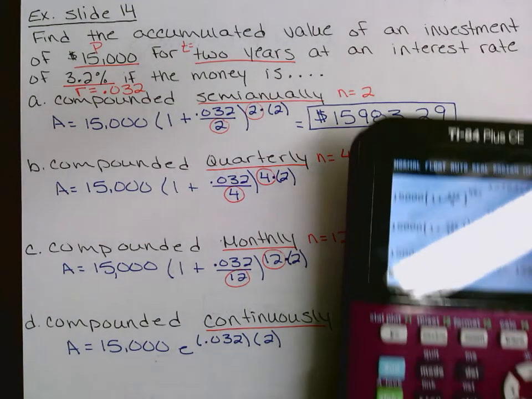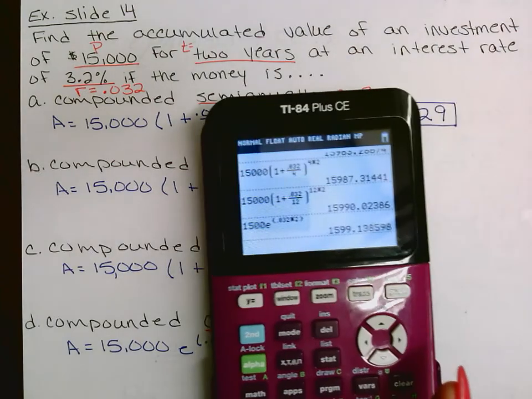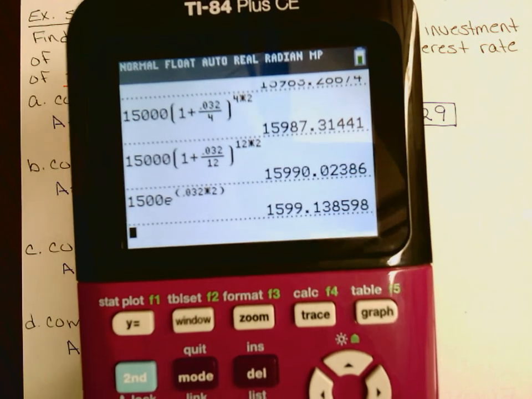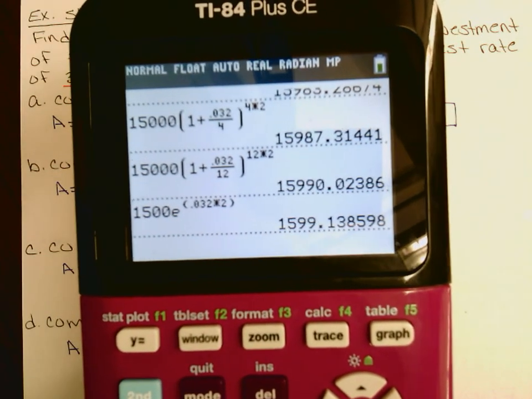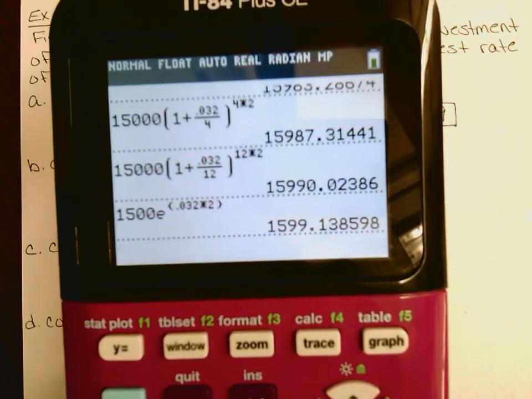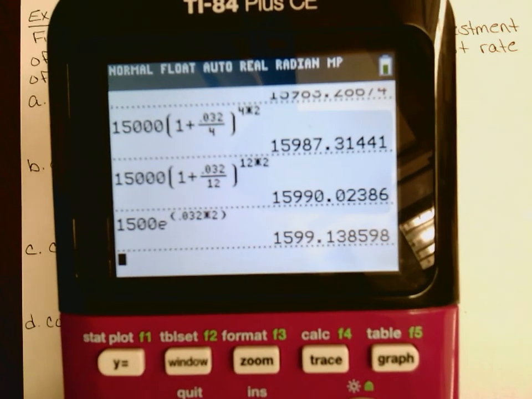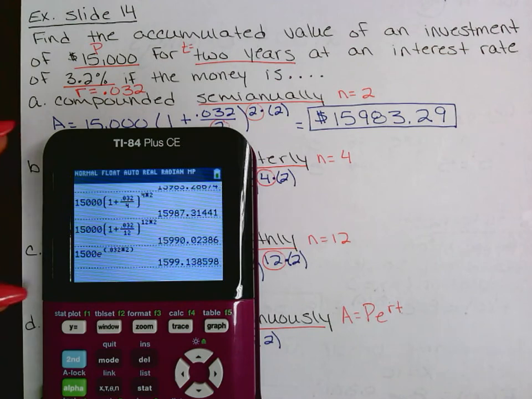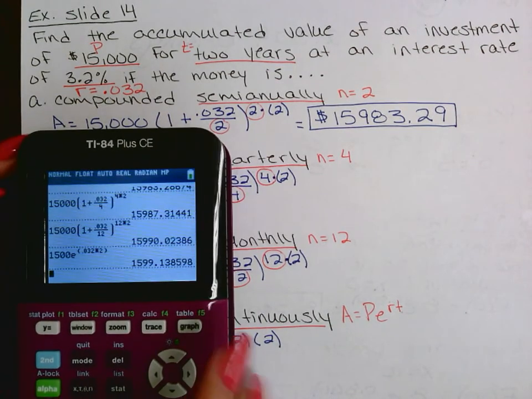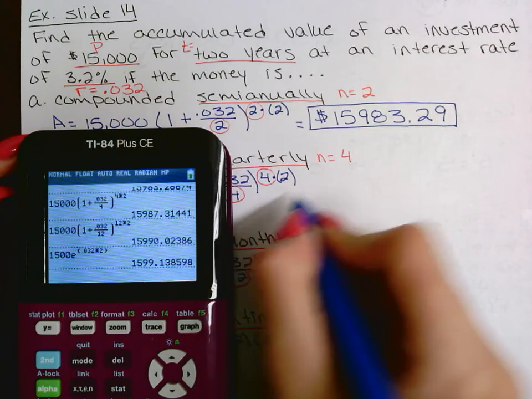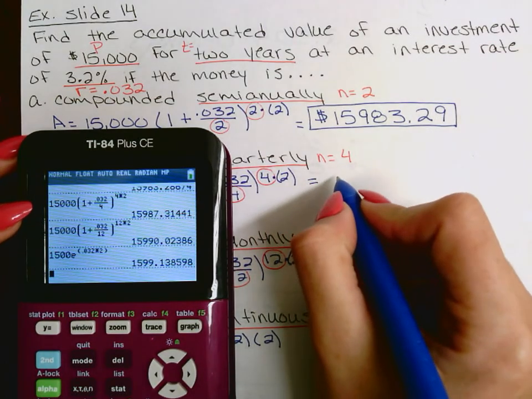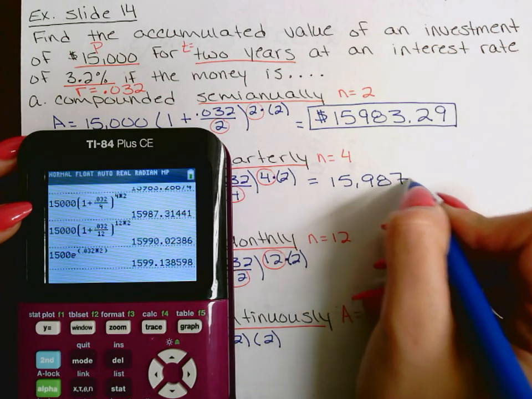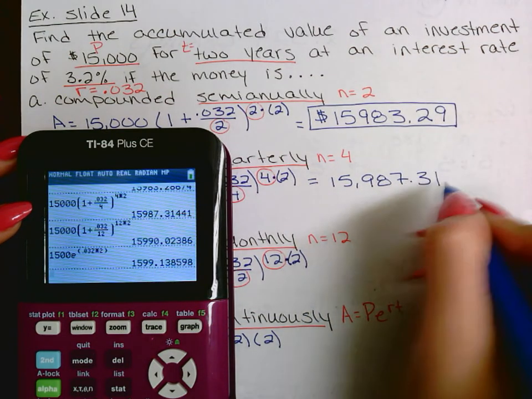So here's our calculator with our last 3 answers, okay? So with these calculators, you have the freedom of scrolling up and just changing the numbers. And then the last equation should have the PERT equation, okay? So we're going to take a moment and fill in those answers. Remember, we are talking about money. So C is 15,987 and 31 cents.